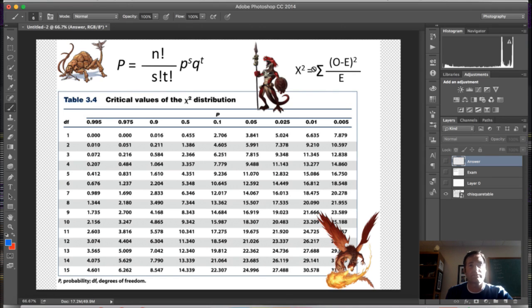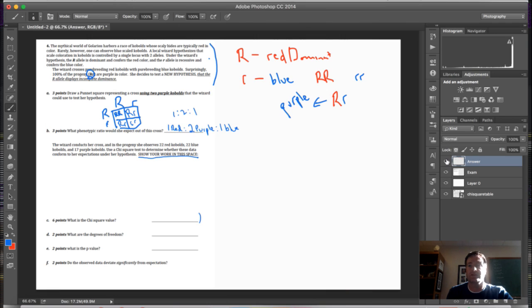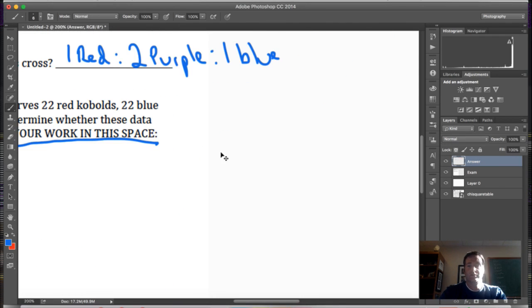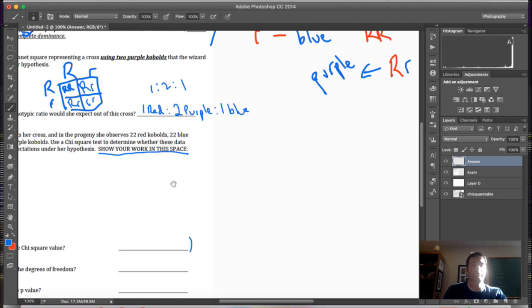All right. Draw a Punnett square representing a cross using 2 purple kobolds that the wizard could use to test her hypothesis. So again, purple kobolds are heterozygous, 100% are big R, little r, and are purple in color. Draw a Punnett square representing that cross. This is very, very trivial transmission genetics, and it's just meant to get the student started on the problem that I'm really trying to get at.